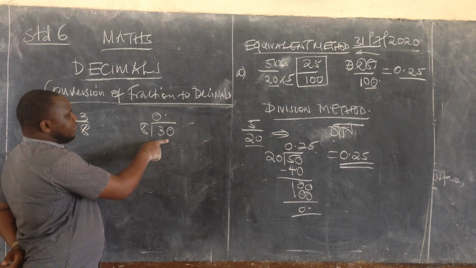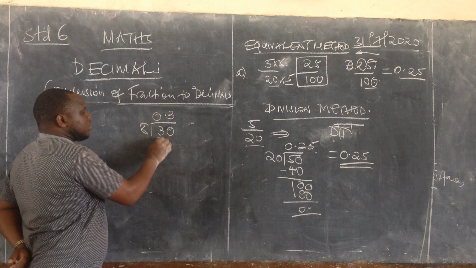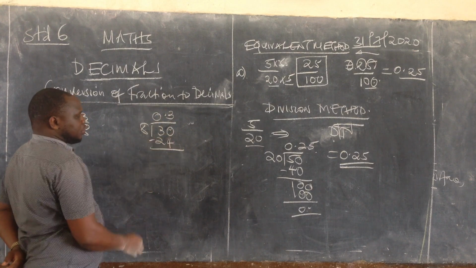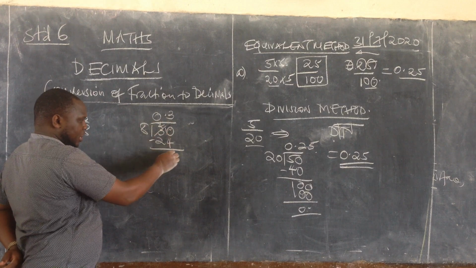Now, can 8 be divided by 30? Yes. 8 gets into that 3 times. You get 24. You subtract, you get what? You get 6.